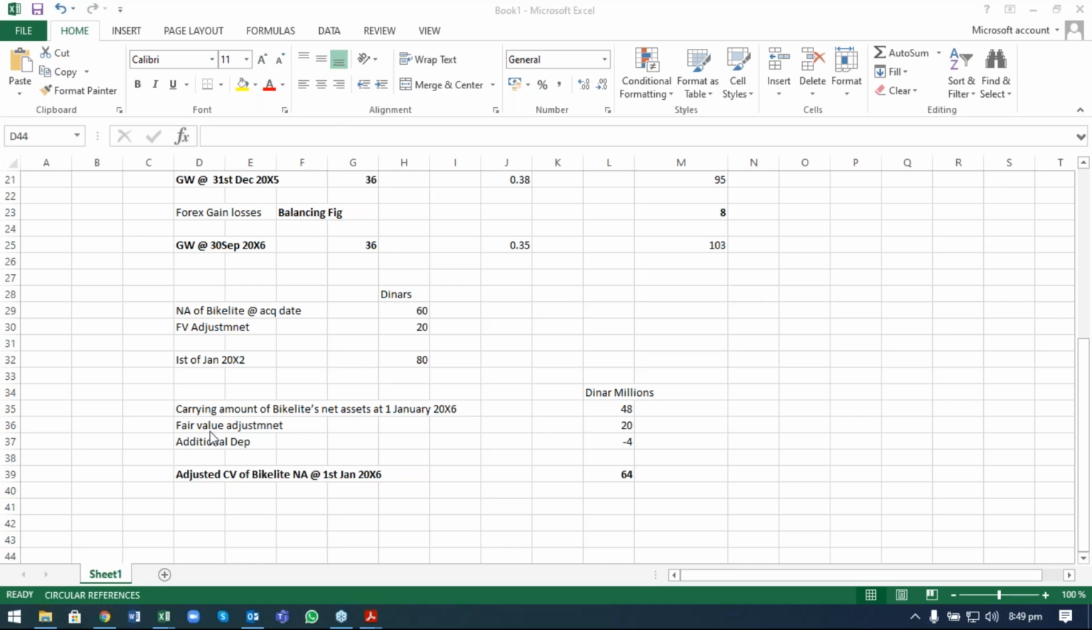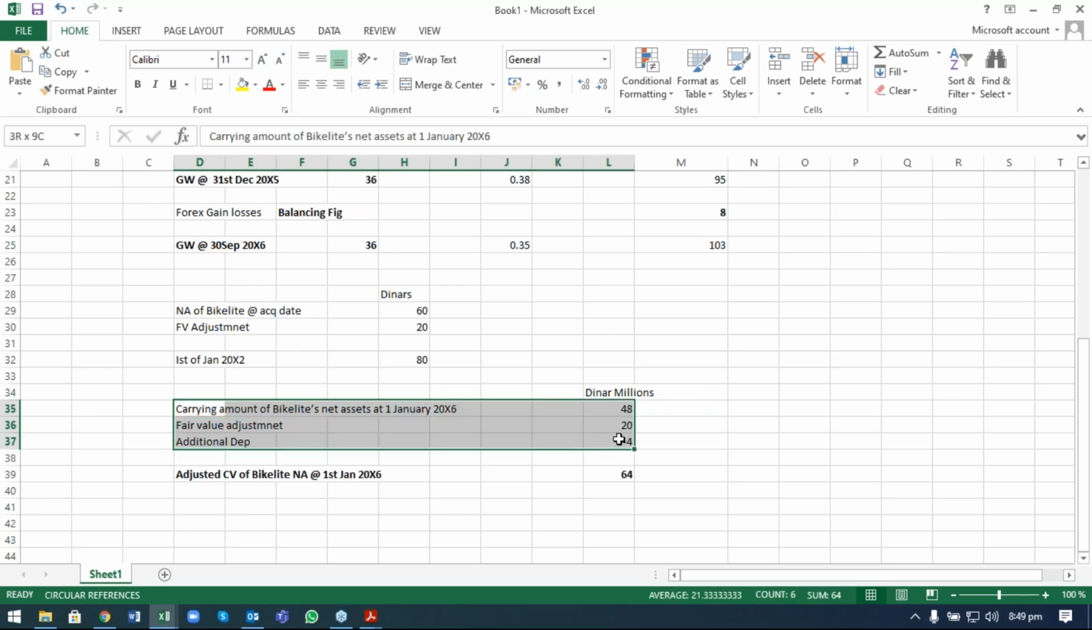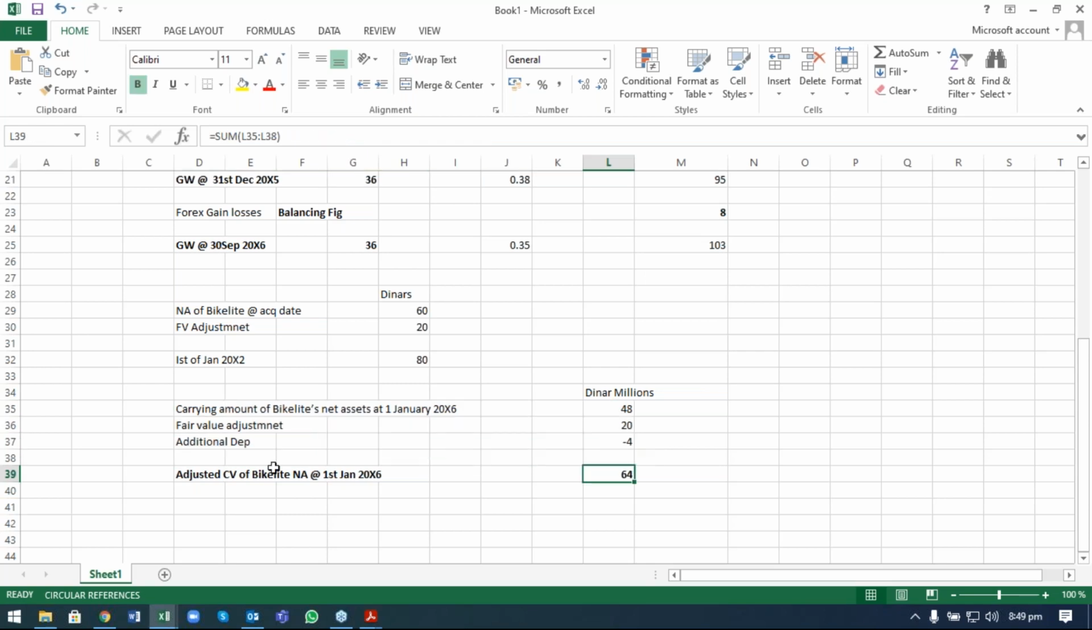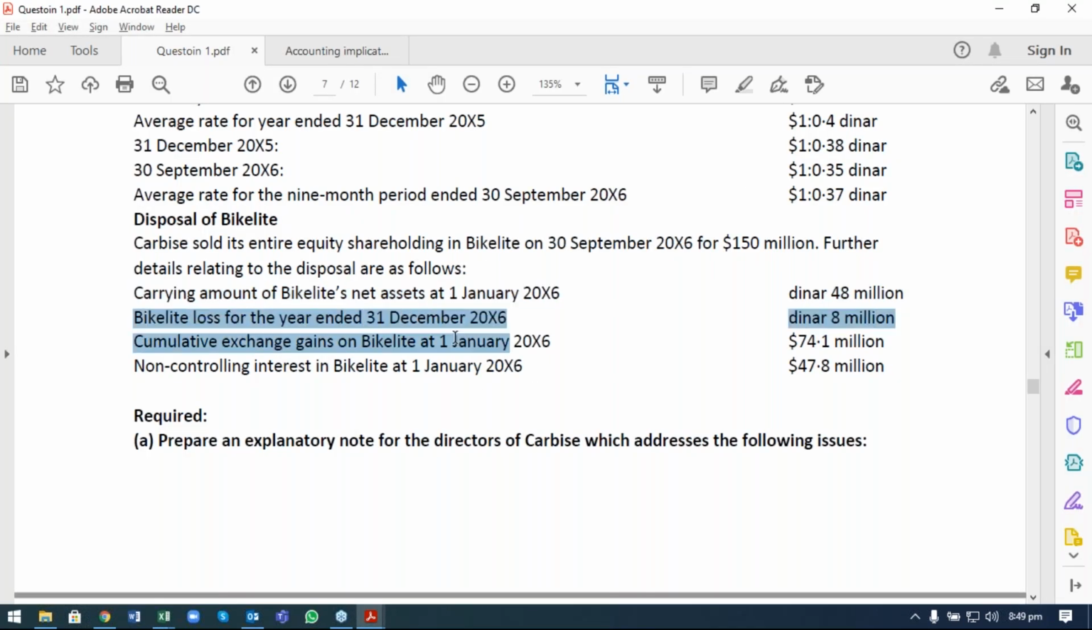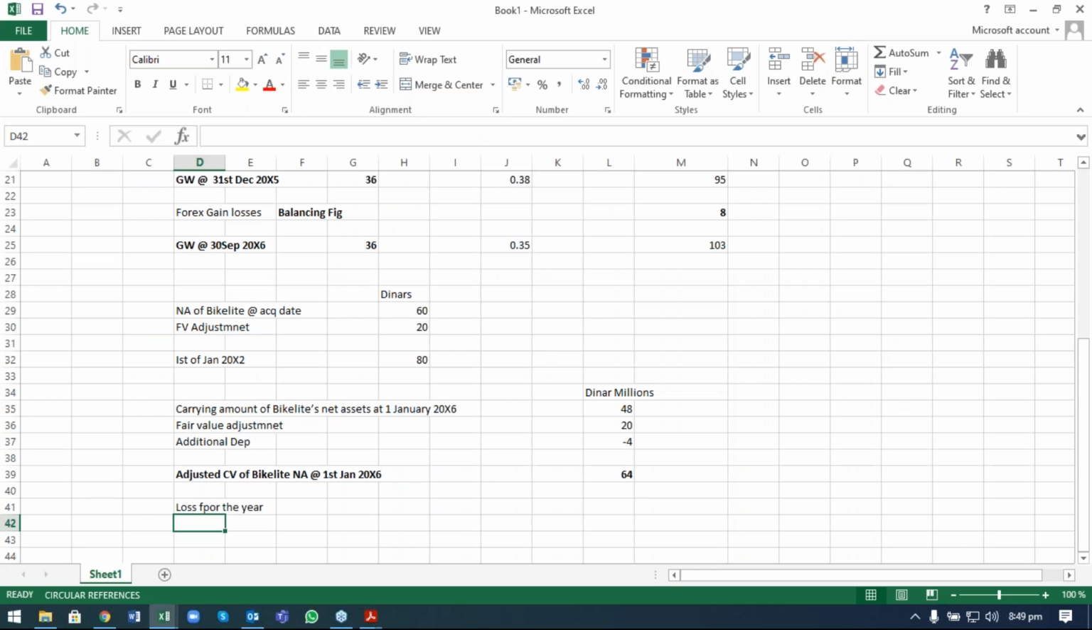I agree, you're not supposed to make this working. This is just to give you an understanding of how these values should be calculated. The 64 million should be calculated in this way. Next you need to calculate the loss for the year. The loss given in the question was 8 million dinars, so this 8 million should be deducted from the net assets.